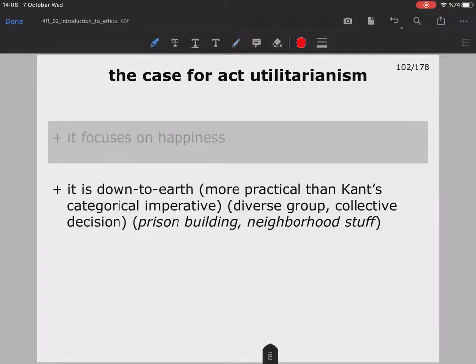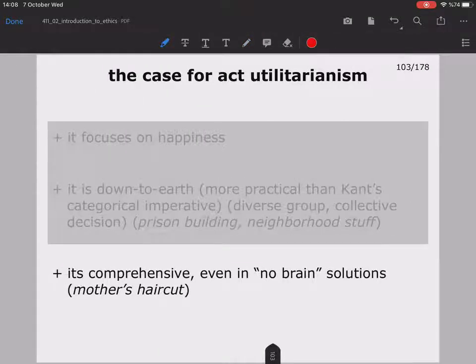It is comprehensive even in no-brainer solutions. I mean, just tell your mother that your hair is very nice. That's it. She will be happy. The result will be good.